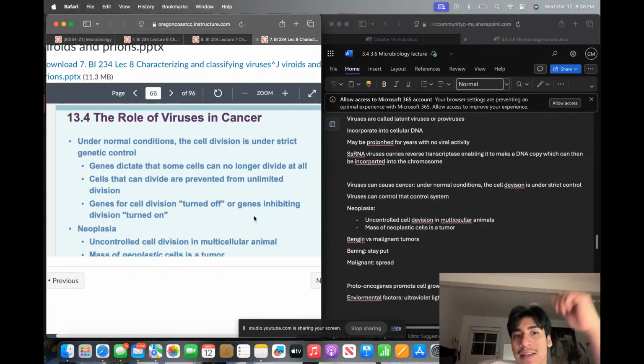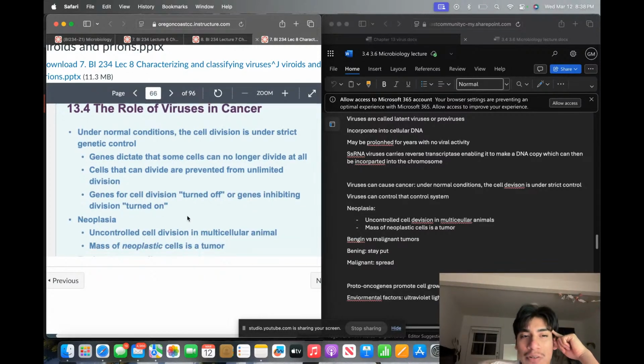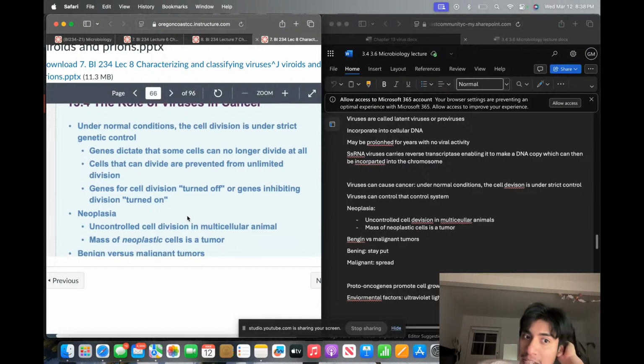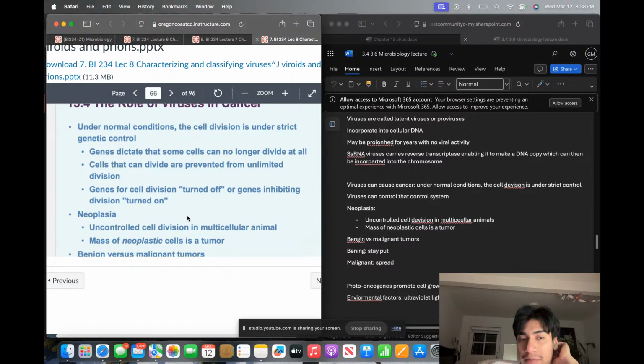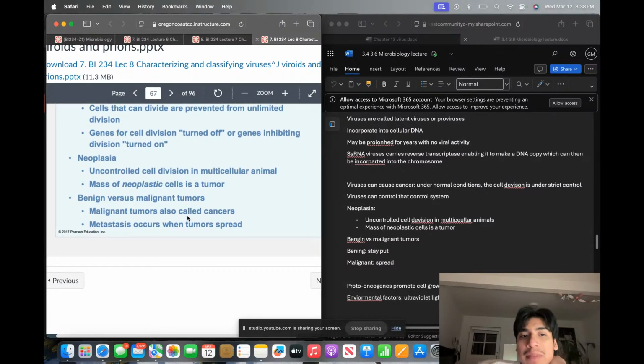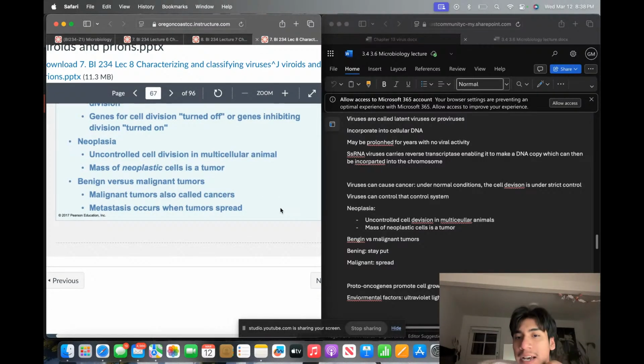So, under normal conditions, the cell division is under strict genetic control. Genes dictate that some cells can no longer divide at all. Cells that can divide are prevented from unlimited division. Genes for cell division are turned off, or genes inhibiting them are turned off. So neoplasia is uncontrolled cell division in multicellular animals, otherwise known as a tumor. And so benign versus malignant: benign stay put and malignant spread out.